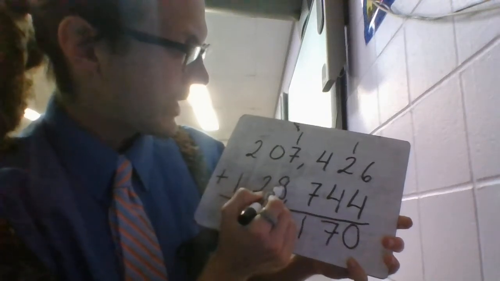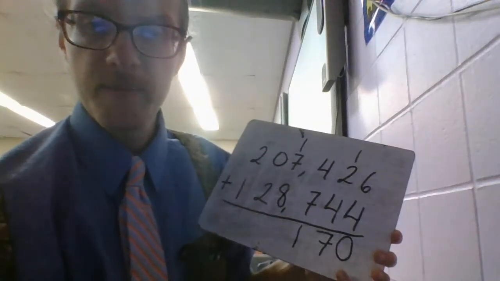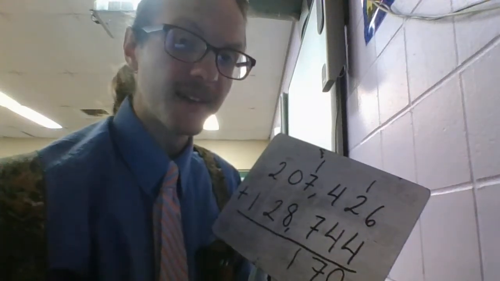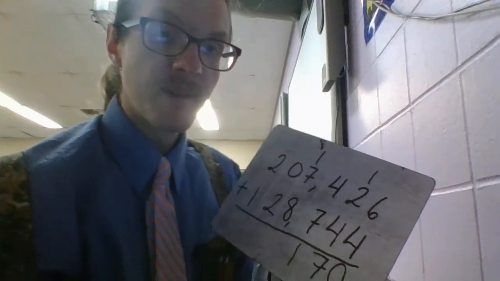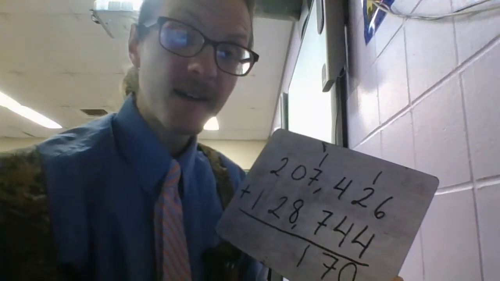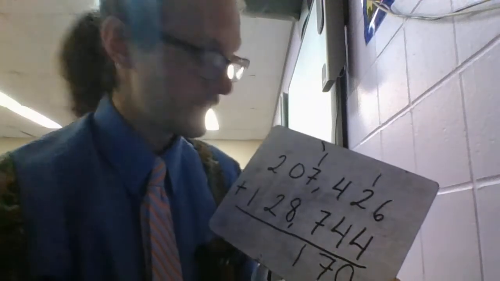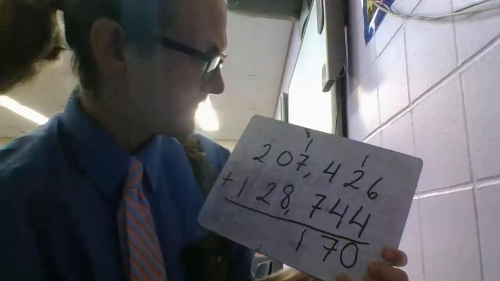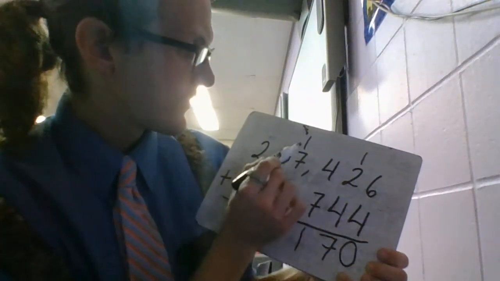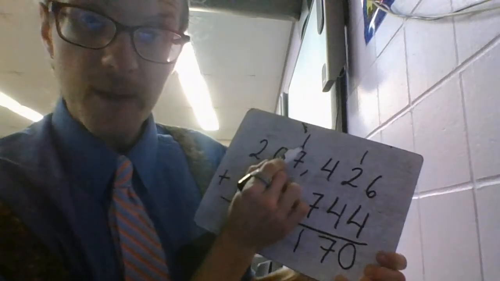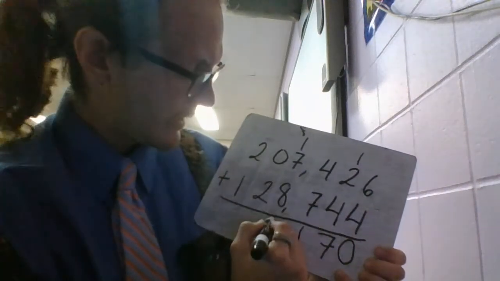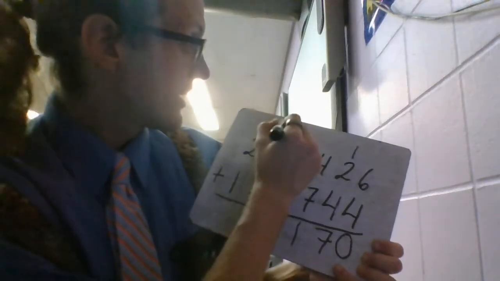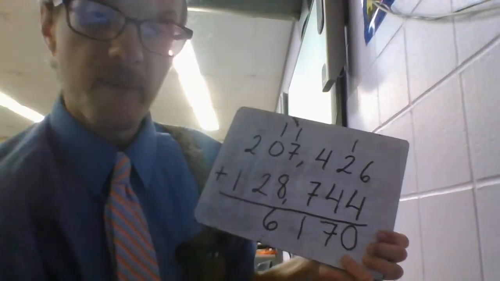7 plus 8. Well, I know that 8 plus 8 is 16. Minus that 1 is 15. 8 plus 7, 15. Plus the 1 that we brought over is 16. Put the 6 down here. Carry your 1 up there.